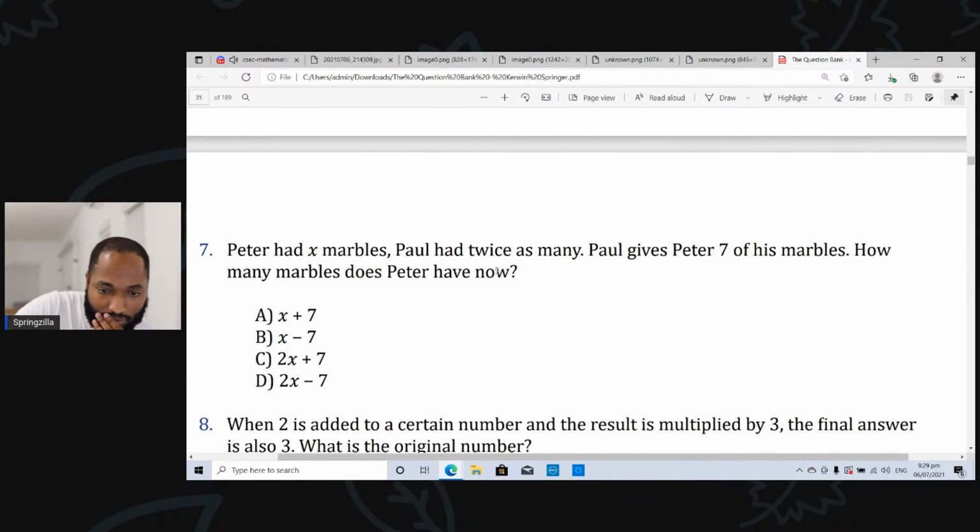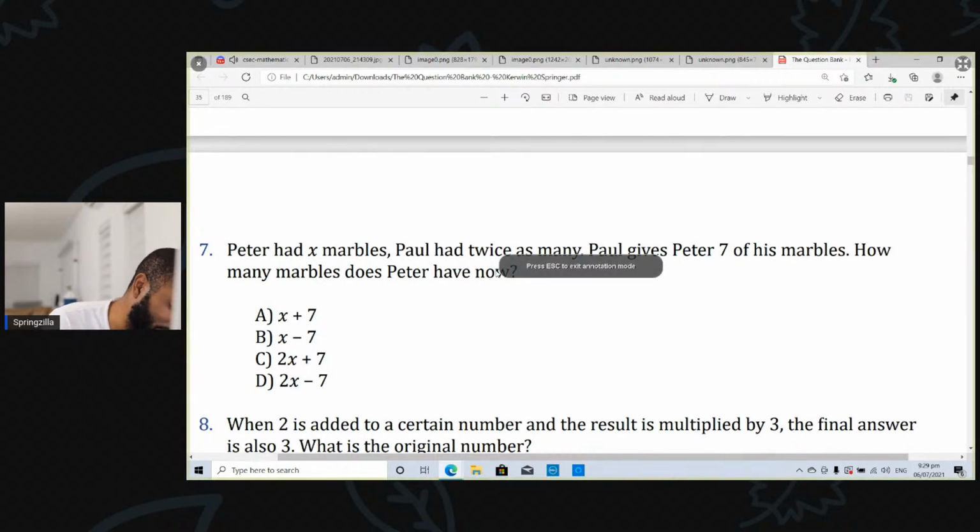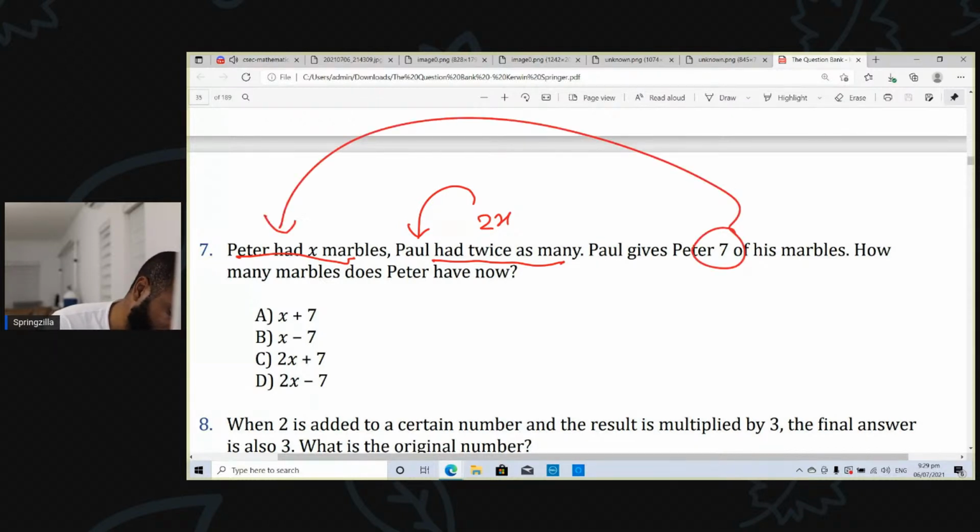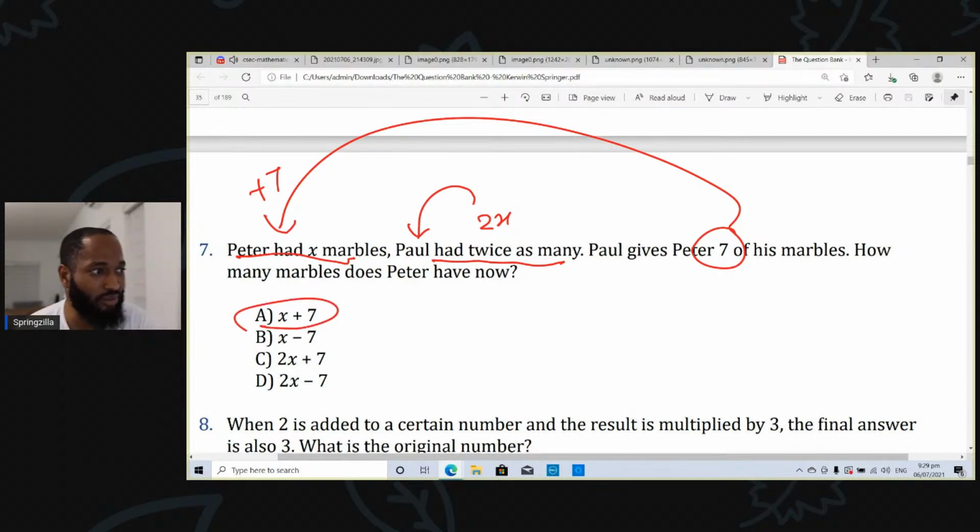Peter had x marbles. Paul has twice as many. Paul gives Peter 7 of his marbles. How many marbles does Peter have? This is a common type of question. Very common. Don't be surprised if you see a question like this tomorrow. Okay, Peter has x plus 7. They didn't bother to tell you anything about Paul. Peter has x plus 7. So he had x and he gets 7 more.